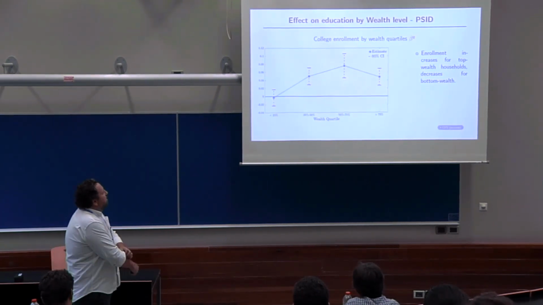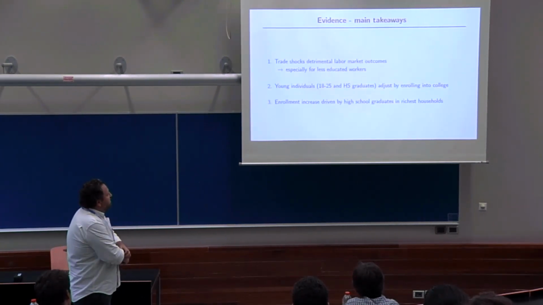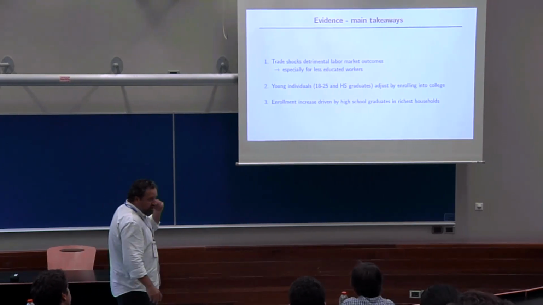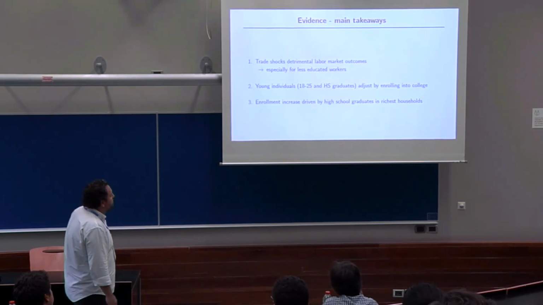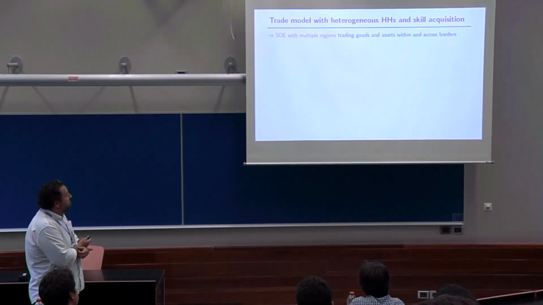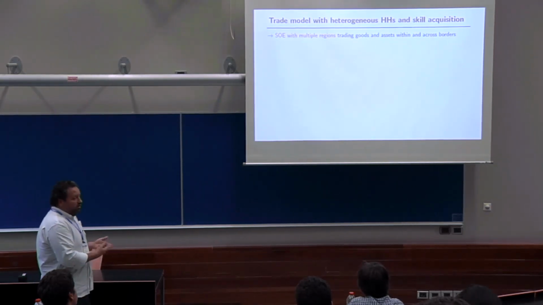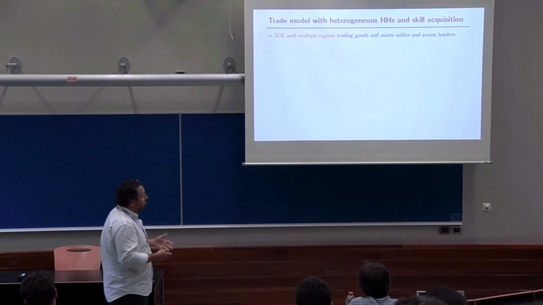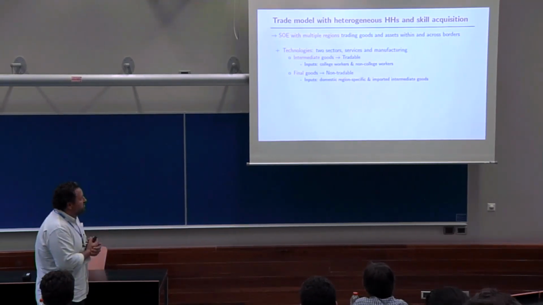All right. So these facts basically motivate us to propose a model that's going to allow us to talk about these issues. So these are just the main takeaways. So let me jump straight into the model because I'm going to run out of time otherwise. It's a small open economy with multiple regions, trading goods and assets within and across borders. And in terms of technologies, it's super simple.